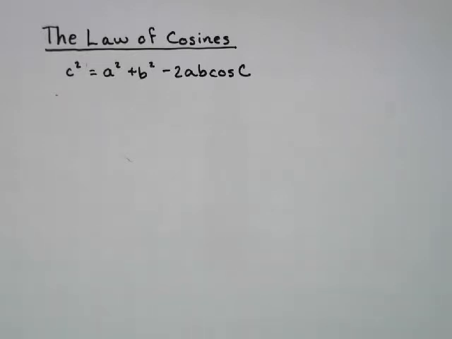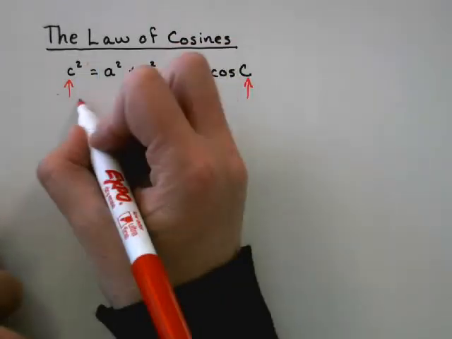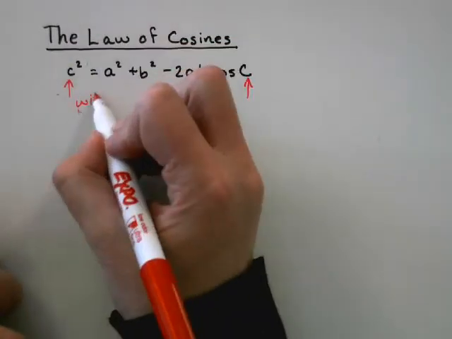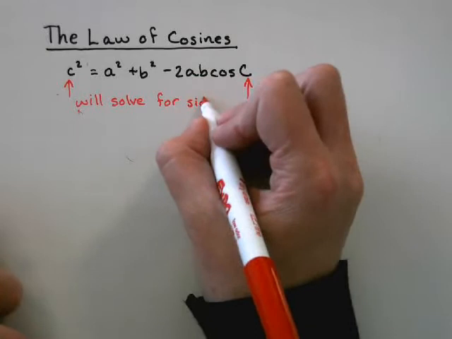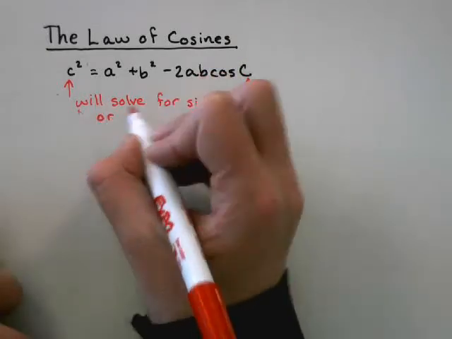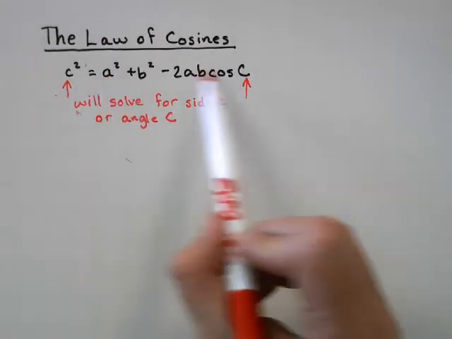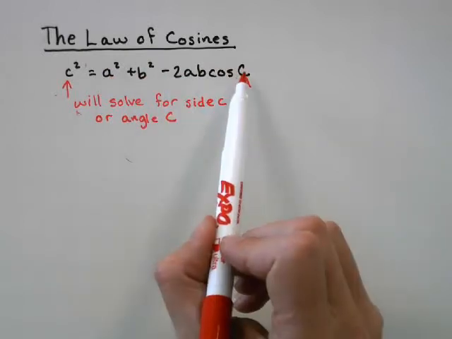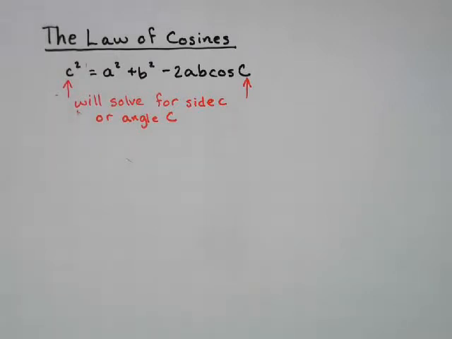Now the letters can be anything. You can have a triangle XYZ. The key is you're always going to be solving for either this or this, so side C or angle C. So you either have all the information on this side, which would be two sides and the angle in between them, or you have all three sides and you're solving for the angle. You will need to know two sides to do this.